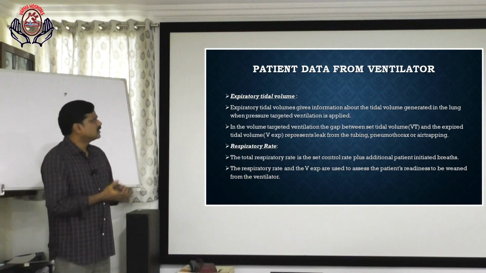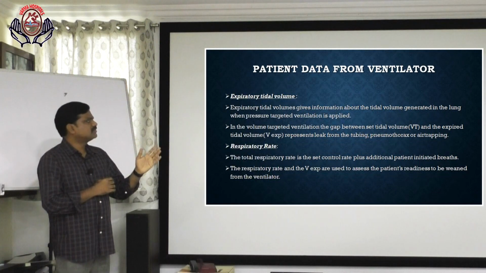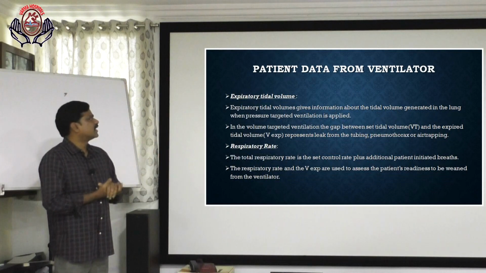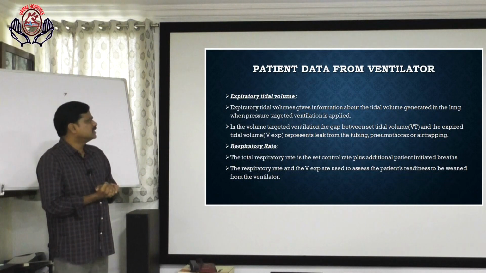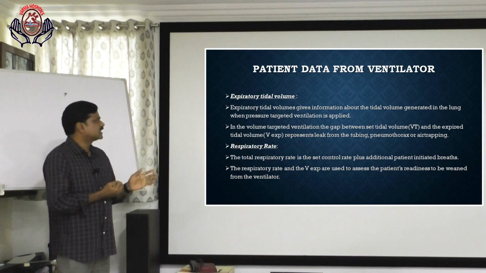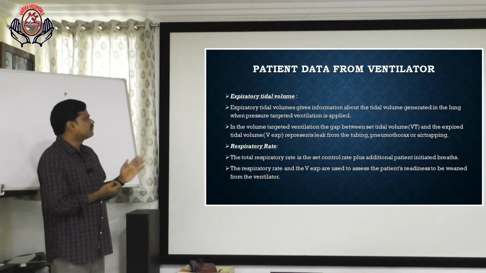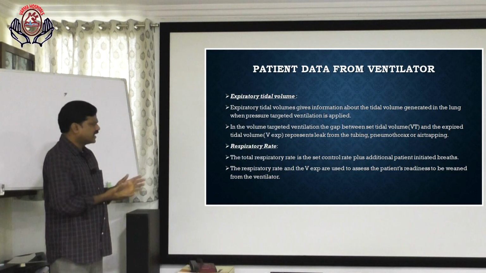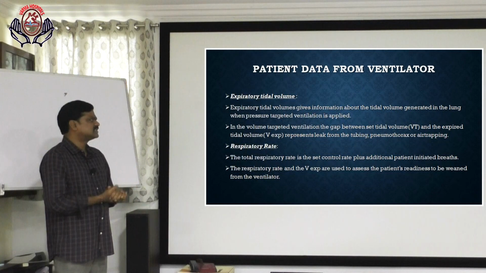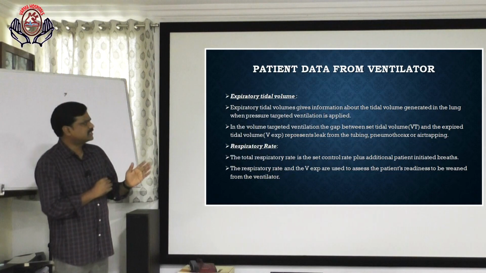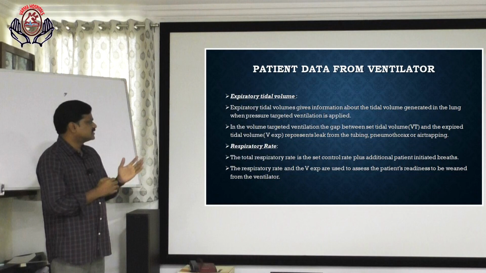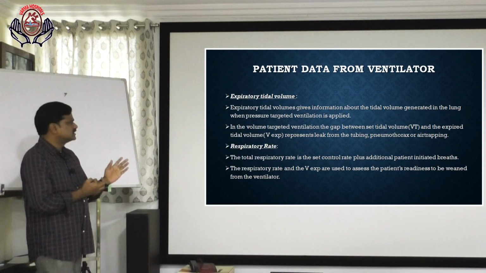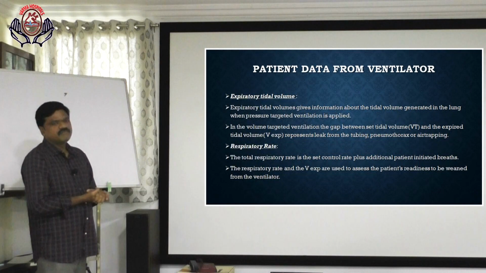Patient data from the ventilator: expiratory tidal volume. Expiratory tidal volume gives information about the tidal volume generated in the lung where pressure targeted ventilation is applied. In volume targeted ventilation, the gap between the set tidal volume and the expiratory tidal volume represents the leak from the tubing, or pneumothorax, or any air trapping. Respiratory rate. The total respiratory rate is the set control rate plus additional patient initiated breaths. The respiratory rate and the expiratory tidal volume are used to assess the patient's readiness to be weaned from the ventilator.